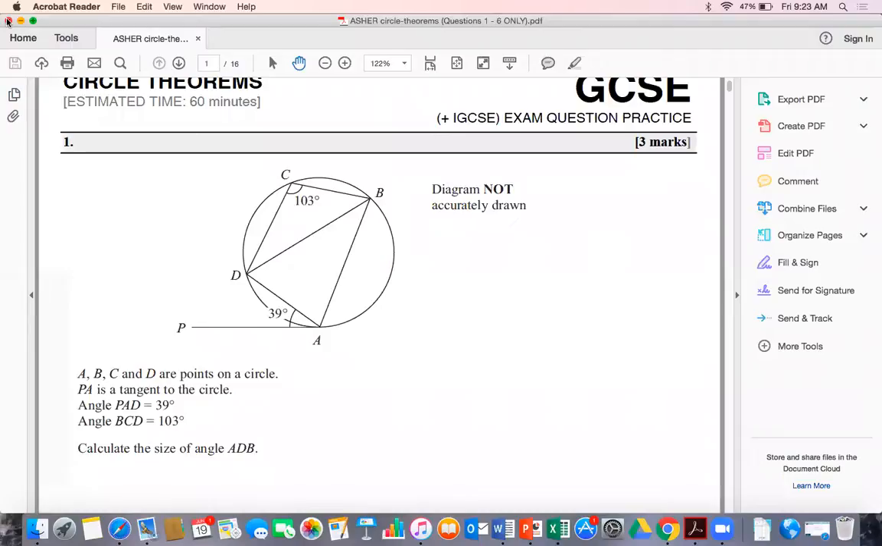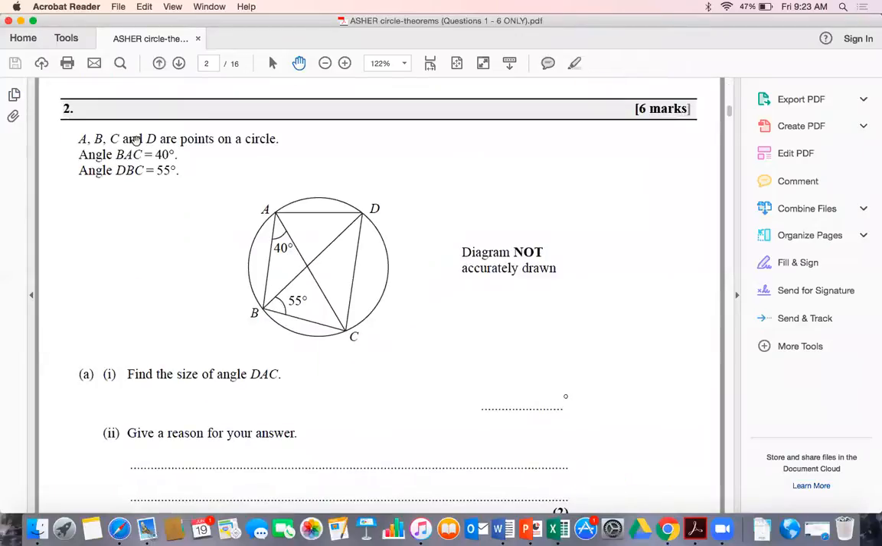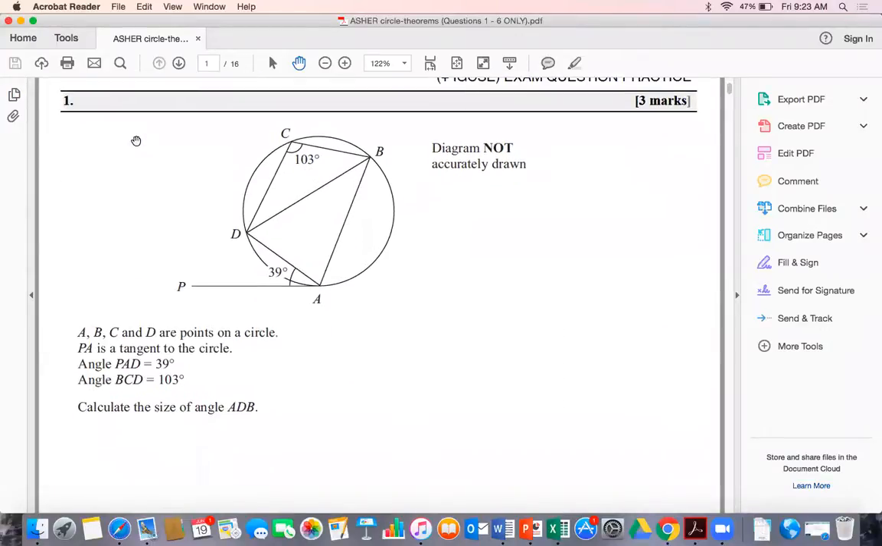Okay, let's look at circle theorem. Yes, no? Sorry, Jay, I didn't hear what you said. So did you all manage to do this question or not? Yeah, yeah. Okay. I got 64 degrees. Let's see. Yeah.